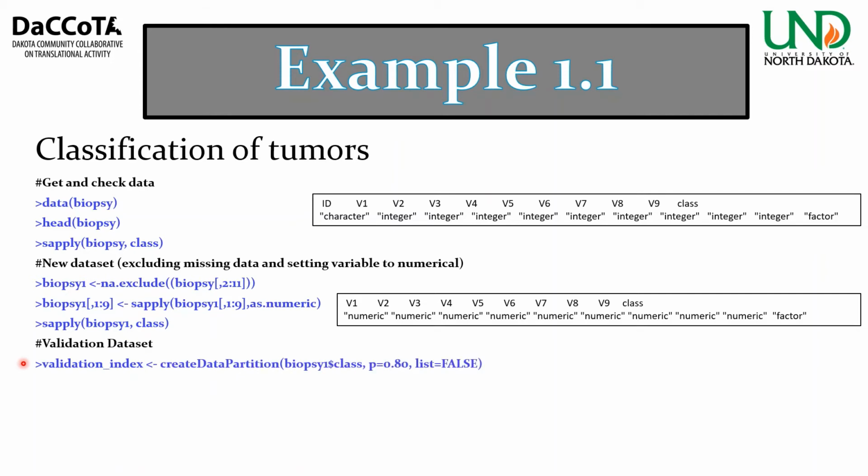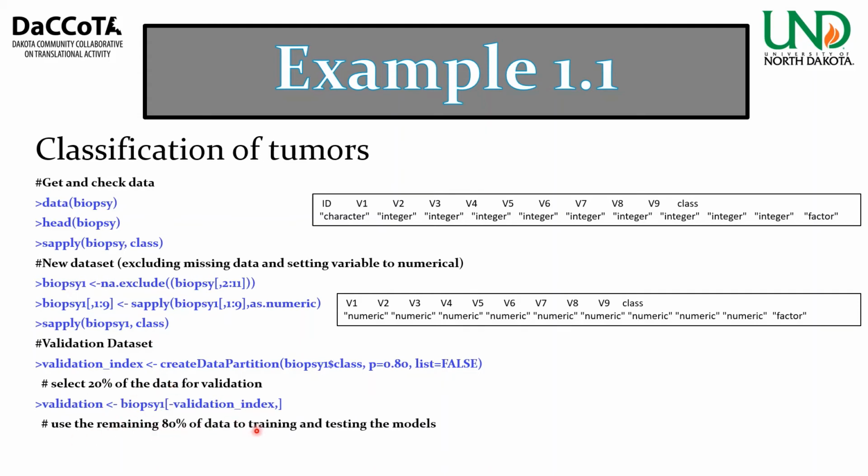So let's validate our data. We're going to create a validation index, and essentially select 20% for validation, and then the rest for training and testing the models. And there we go.